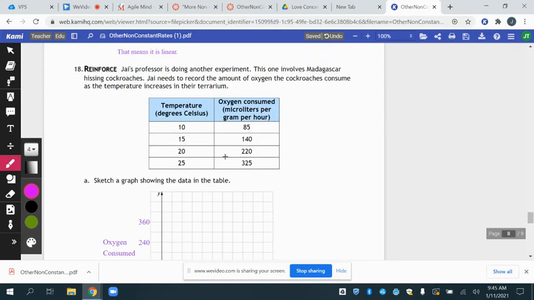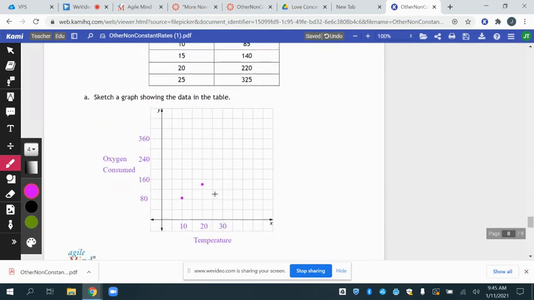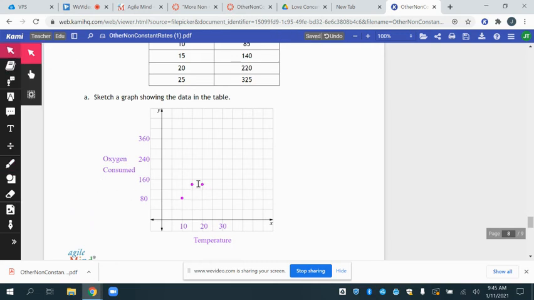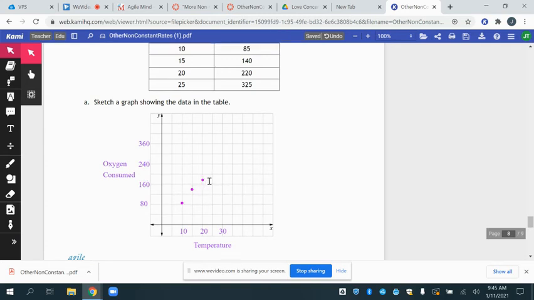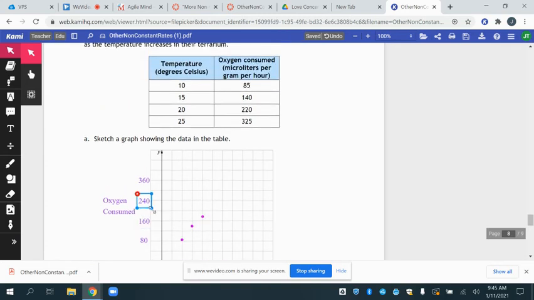Okay, 20, 220. Oops, that was supposed to be 15. That's my bad. 20, 220, I can move you. Let's see, 16, 200, 240. So 220 is halfway between these guys. Around there. Okay. It's not looking terrible, it looks pretty steep, whatever's going on.